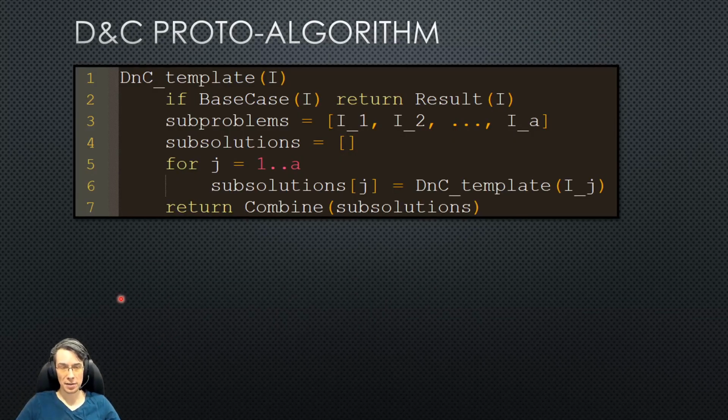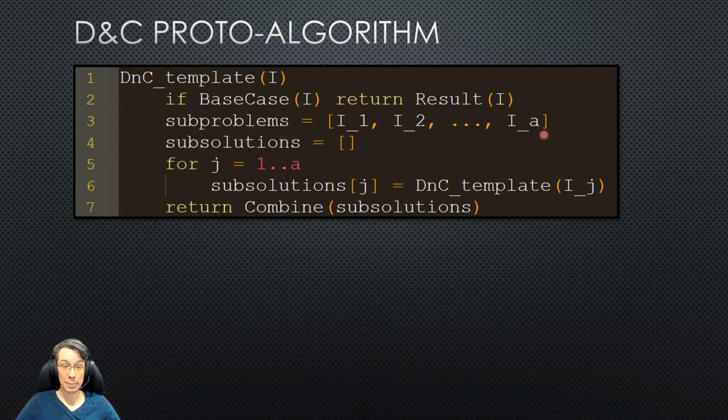So here's sort of the divide and conquer proto-algorithm, or a divide and conquer template, if you will. So you take a problem instance I, you check if I represents a base case for the problem. If it does, then you return immediately some base result for that base case. So for example, searching in an array of size 1 or even 0 would be a base case in a binary search. Then you divide up I into a bunch of subproblems.